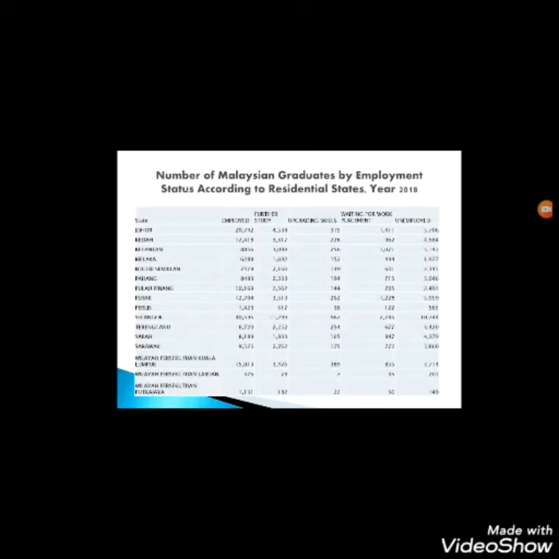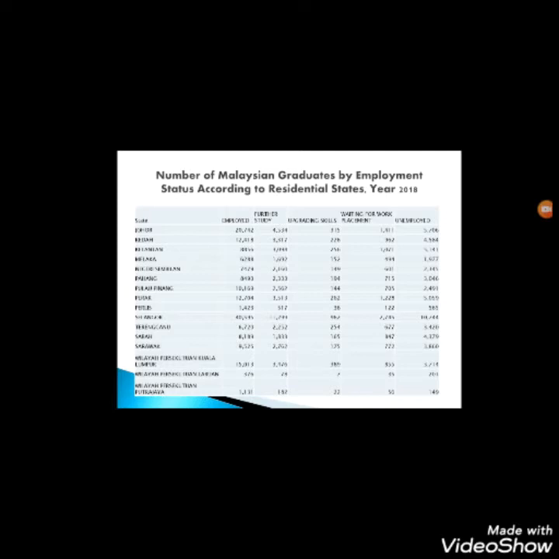So, our topic for the assignment is the number of Malaysian graduates by employment status according to residential states, year 2018. For state, we have Johor, Kedah, Kelantan, Melaka, Negeri Sembilan, Pahang, Pulau Pinang, Perak, Perlis, Selangor, Terengganu, Sabah, Sarawak, Wilayah Persekutuan Kuala Lumpur, Wilayah Persekutuan Labuan, Wilayah Persekutuan Putrajaya.